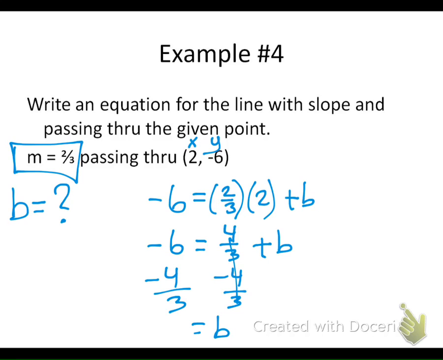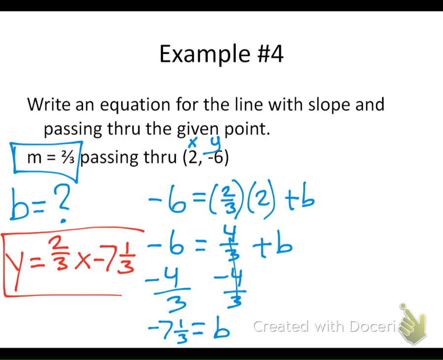Anyone with a calculator want to do the hard work for me, or do I have to think about my fractions? I think it's negative 7 1/3, or negative 22/3. That one would work too. It's really up to you. A lot of times when we graph things, we put the b as a mixed number because it's easy to find on the graph, and then m we do improper fractions because it's rise over run. But both are acceptable here. So it's going to be y equals 2/3 x minus 7 1/3, or 22/3. What are your questions?